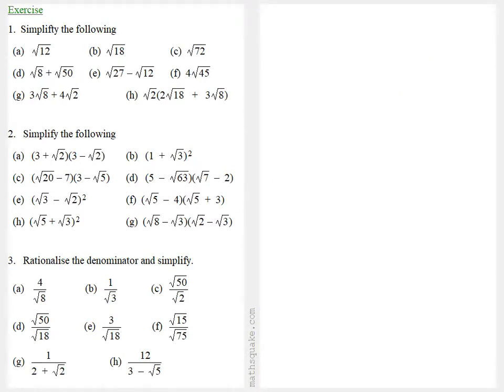Now, the following is an exercise. You can pause the video at this point and have a go at them yourself. Once you've tried them, you can restart the video and I'll go through the answers.